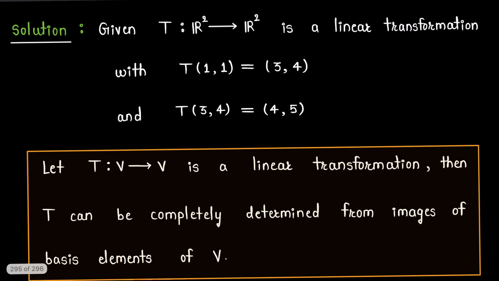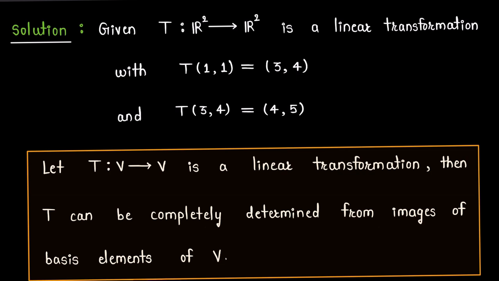We will start our solution. It is given that T from vector space R2 to R2 is a linear transformation with image of vector (1, 1) under T as vector (3, 4) and image of vector (3, 4) under T as vector (4, 5). We need to find the definition for this linear transformation T.